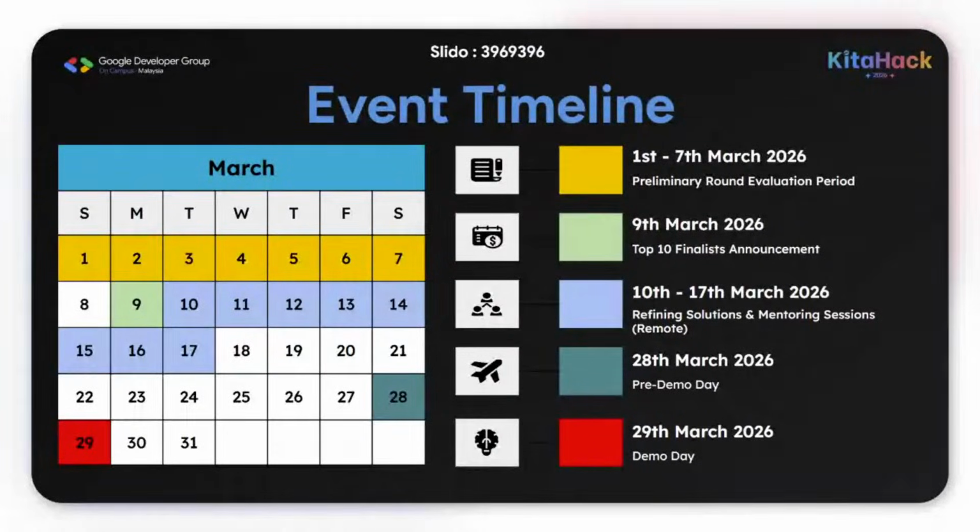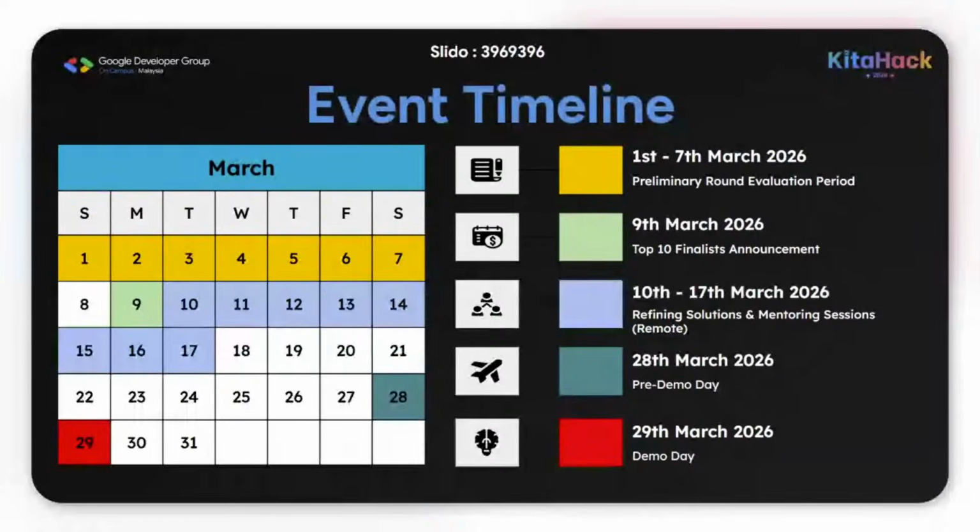We are giving a period for the top 10 finalists to refine their solution, which is 10th of March to 17th March 2026. This period will be given to the top 10 finalists for refining their solution and mentoring sessions. Most of the mentoring sessions are on a remote basis, so we will be sending out the link afterward. After you have been selected as a top 10 finalist, you will get the link and you're able to book the mentoring session with the mentor.